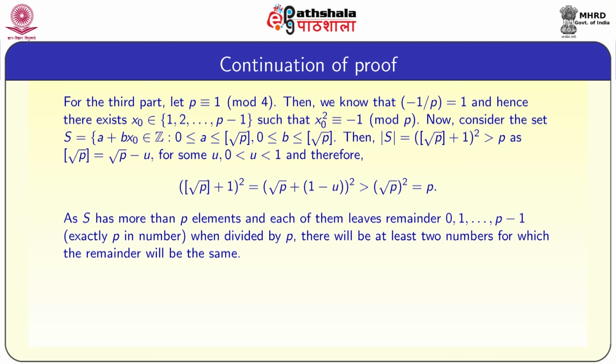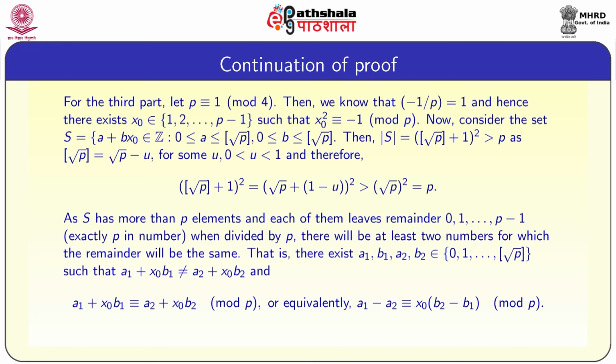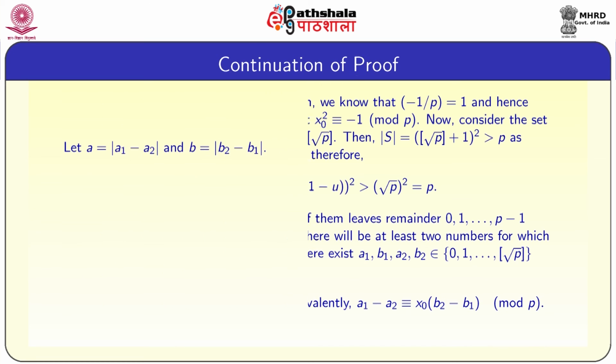So, as S has more than p elements and each of them leaves remainder 0, 1, 2, 3, up to p minus 1, exactly p in number, when divided by p, there will be at least 2 numbers for which the remainder is the same. That is, there exist A1, B1, A2, B2 belonging to {0 to greatest integer of root p} such that A1 plus x naught B1 is not equal to A2 plus x naught B2, and A1 plus x naught B1 is congruent to A2 plus x naught B2 mod p, or equivalently A1 minus A2 is congruent to x naught into (B2 minus B1) modulo p.